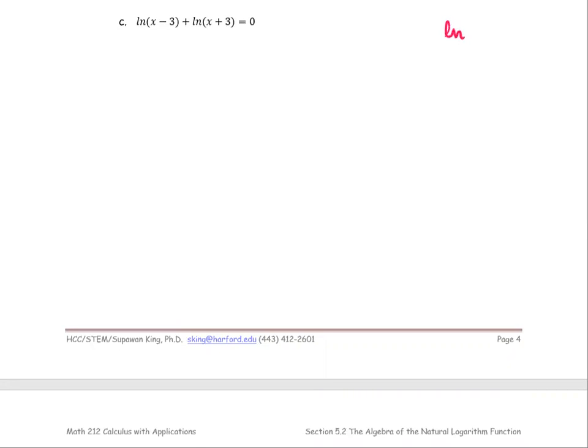We're going to use a property that log x plus log y equals the log of the product of x and y. Then we're going to bring them back into one single log as log of x minus 3 times x plus 3 equals 0. After we get one single log, we're going to rewrite the log into the exponential. Or another way you can see this is you're going to raise both sides to be the power of e.